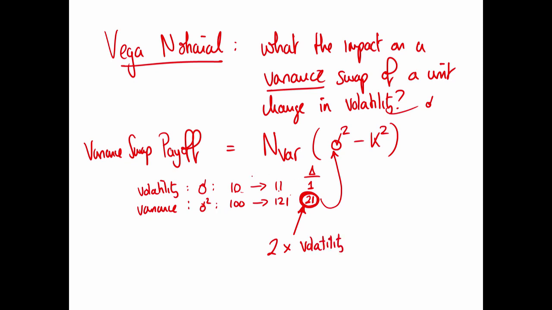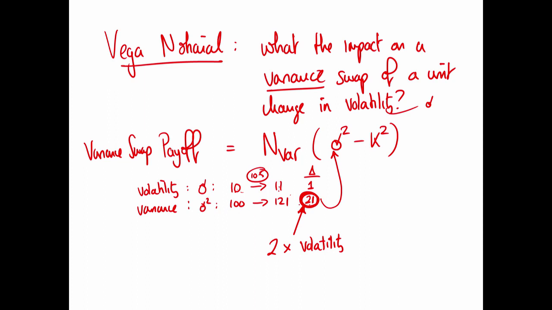Yeah, our general volatility level is about 10.5, right? 10 to 11. That's where volatility has been hanging out as it moves from 10 to 11. And the impact of that move is an impact of 21 on variance, and that's coming through in the variance swap payoff.